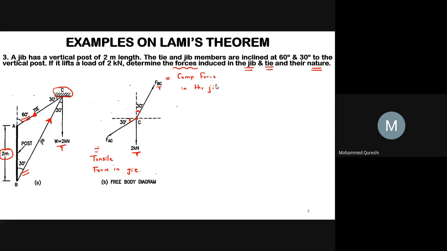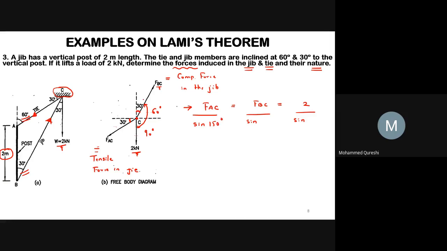So applying Lami's theorem at point C, we will get three forces: FAC, FBC, and 2. Now Lami's theorem says force upon sine of the angle between the other two. So FAC upon sine of the angle between the other two, which is 60 degree and this is 90 degree, so FAC upon sine 150.